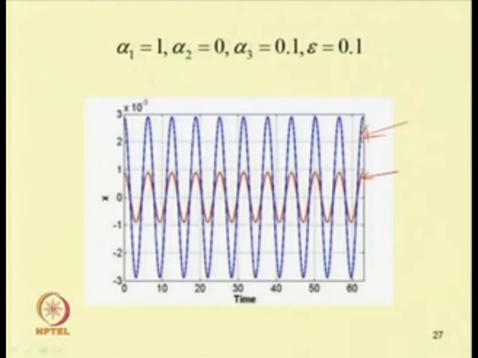So, in this case, by taking this alpha 2 equal to 0, this can be reduced to that of a simple pendulum equation, that is theta double dot plus g by L theta minus theta cube by 6 equal to 0. So, this is a system with cubic nonlinearity. Here alpha 1, that is omega square, equal to g by L.